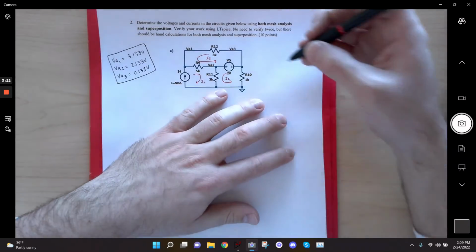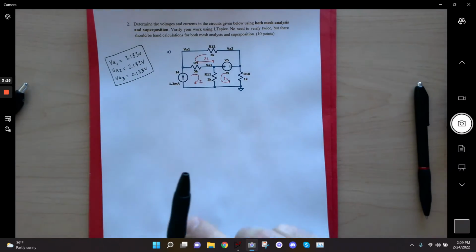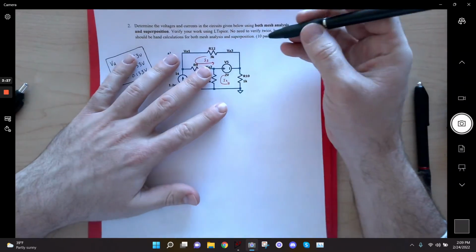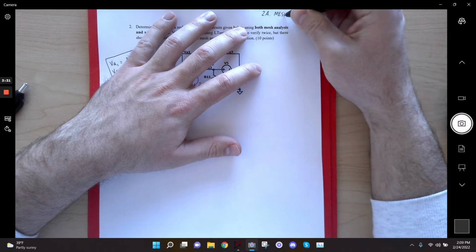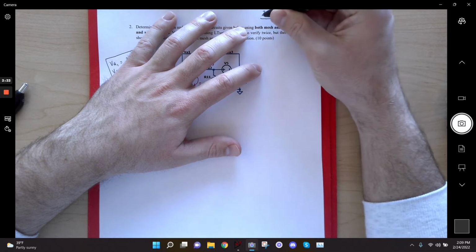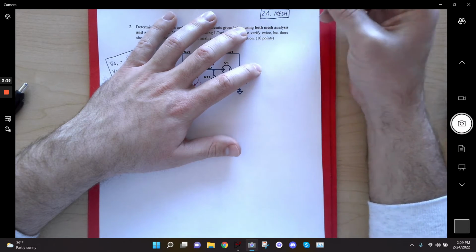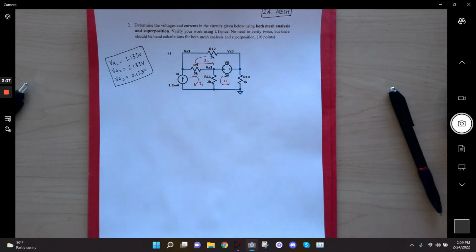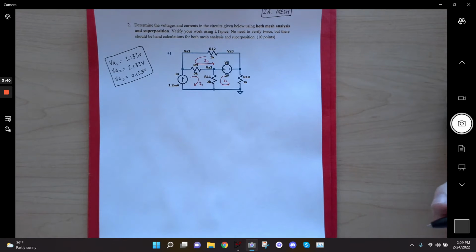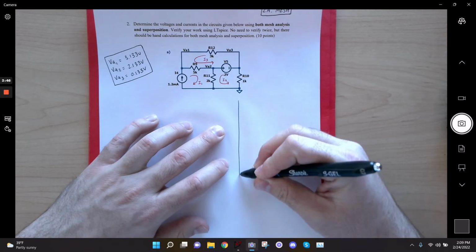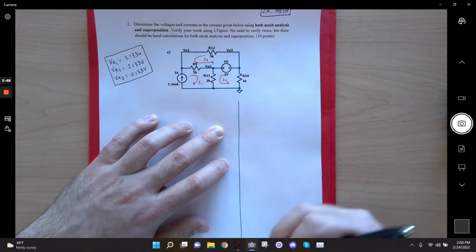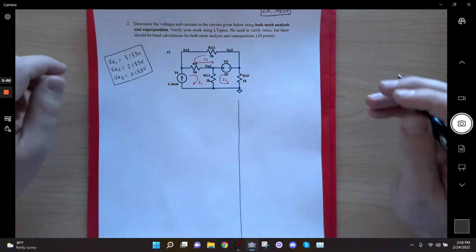This is going to be mesh, so this is going to be 2A mesh, basically. I'll label the page 2A mesh, and I'll scan these notes and upload them along with the video. I'm going to have to leave myself a little bit of extra room over here to do some calcs at the end, and I want to keep it neat.